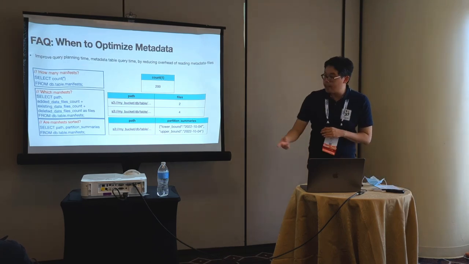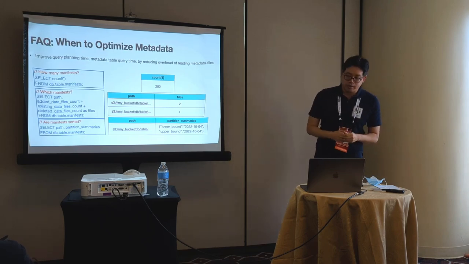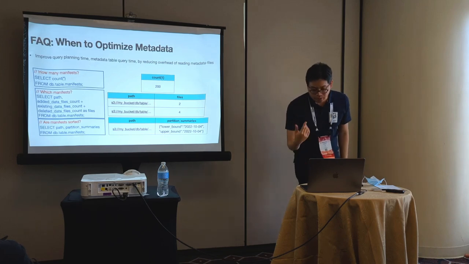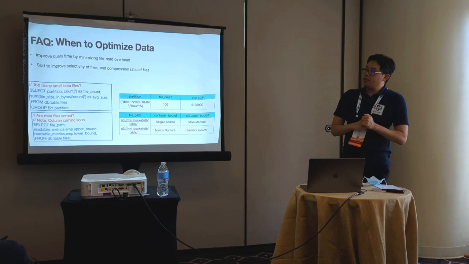The point here is that the manifest table has an interesting field called partition summaries that gives you lower and upper bound information about all the partitions that the manifest refers to. So kind of useful. And then the last one is about optimizing Iceberg data, right?